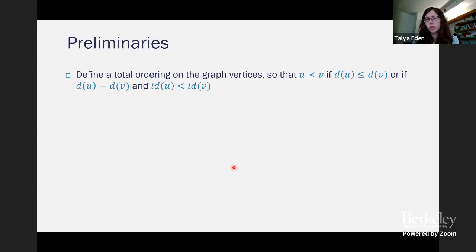Okay, so for some preliminaries, which might seem a bit technical, but they're important later to bound the running time. So we define a total ordering on the graph vertices so that a vertex u precedes v if its degree is smaller, or if the degrees of the two vertices are equal, but the ID is smaller. So we just break ties according to ID.